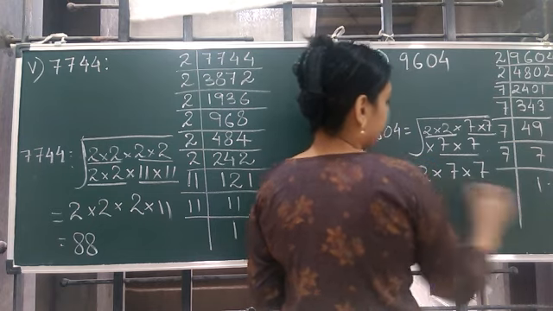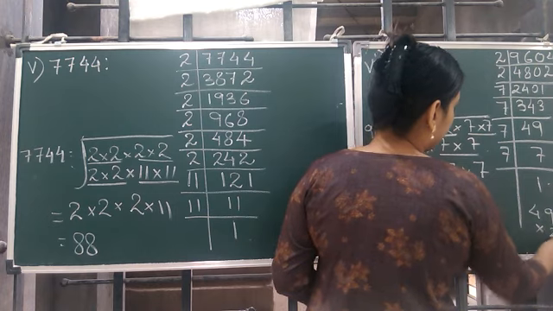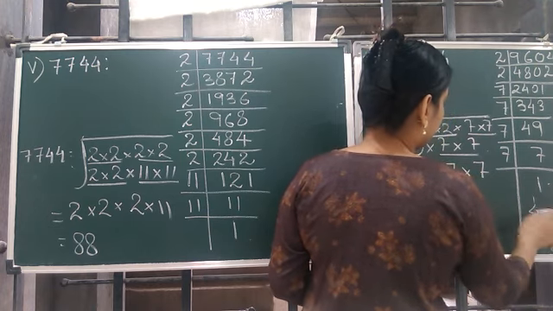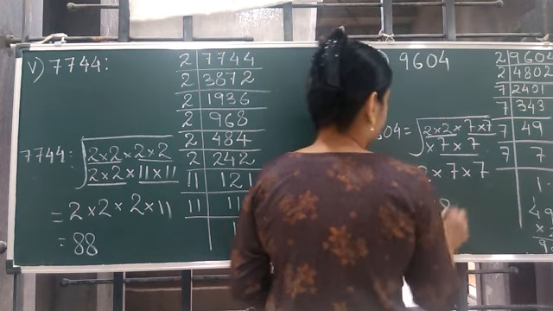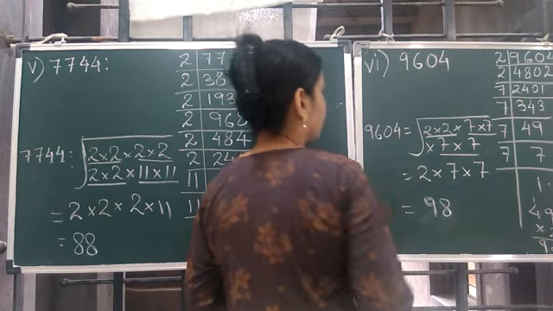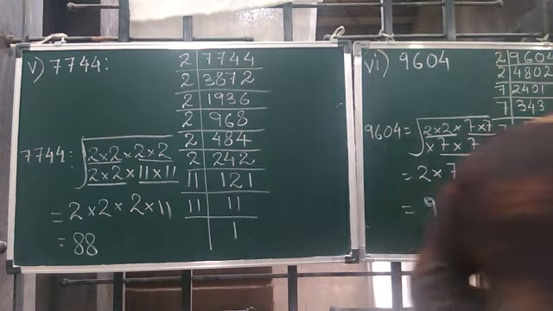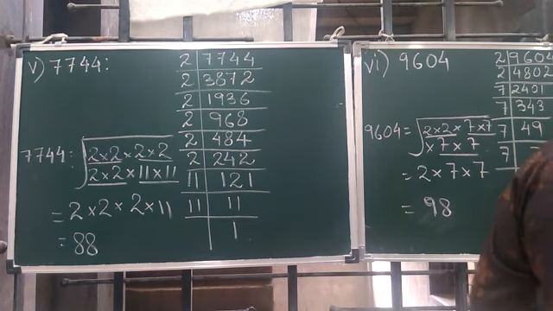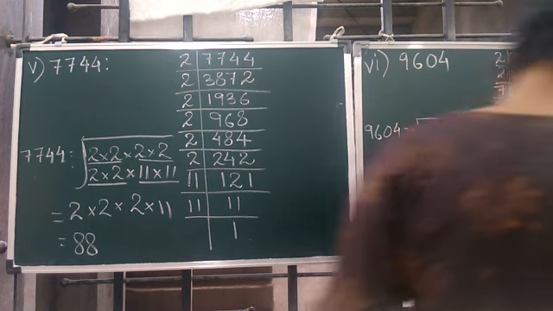7 7s are 49, 49 into 2, you can do it here. 2 9s are 18, 2 4s are 8, 98. So 98 is the square root of 9604. This completes the sixth one. Now we start with the seventh one.